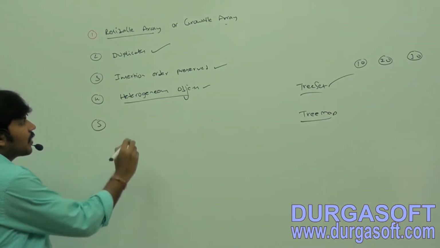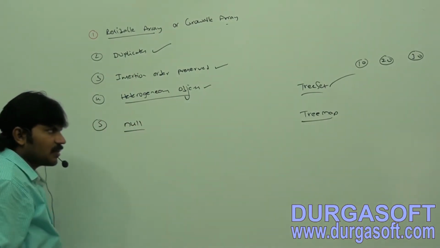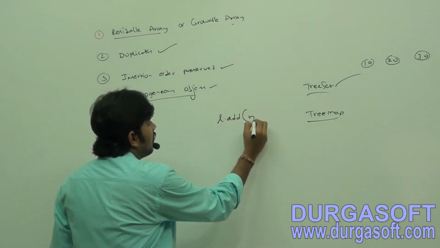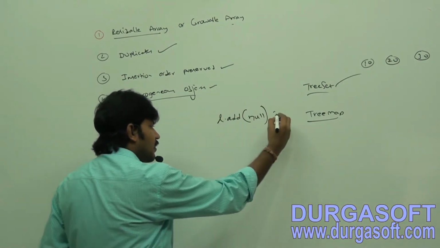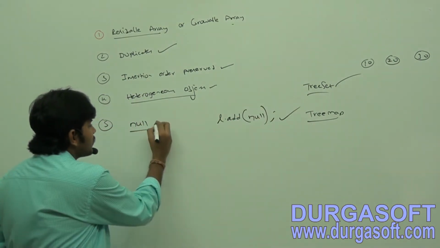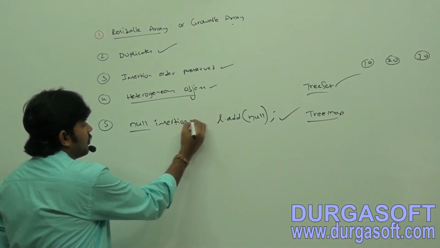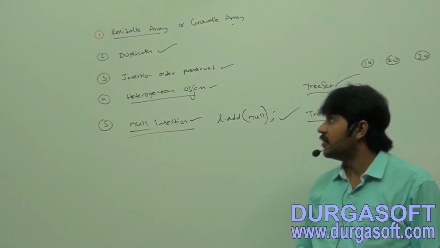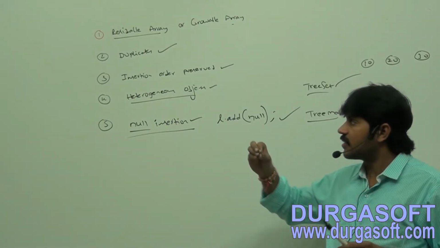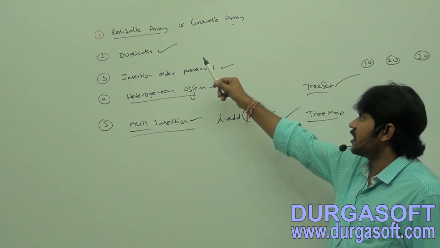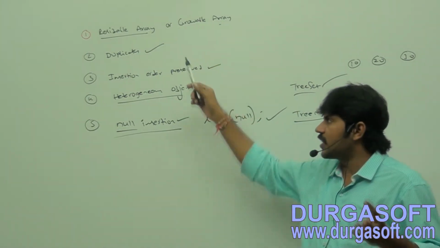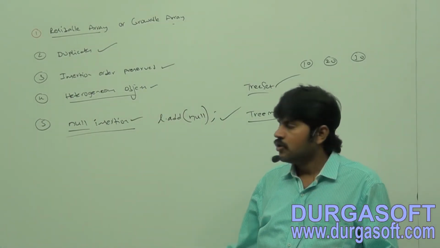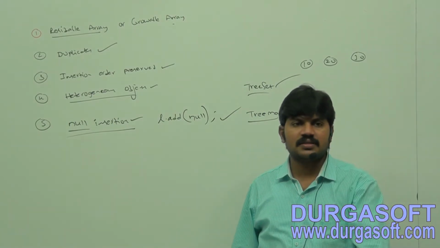Next, remember null insertion. I want to add null to the array list: l.add(null). Is it possible or not? Yes, no problem at all. Null insertion is possible. I hope the terminology is very clear for all of you, right? Can you just spell out: the underlying data structure for array list is resizable array or growable array. Duplicates are allowed. Insertion order must be preserved. Heterogeneous objects are allowed. Null insertion is possible, right?